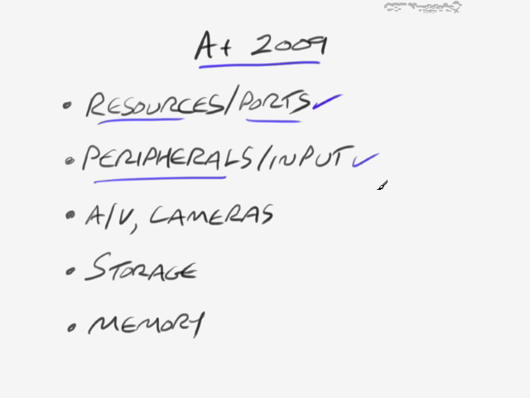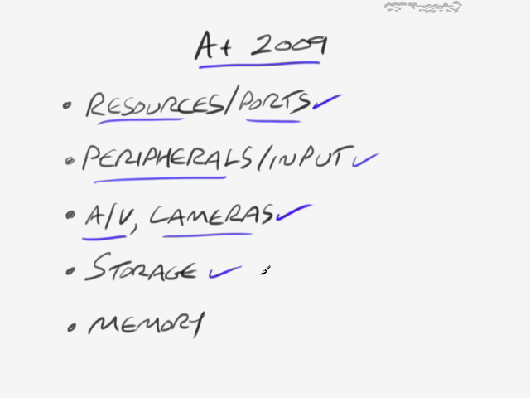A topic that becomes increasingly important for A+ technicians is the proliferation of audio-visual equipment. So we'll take a look at basic AV equipment, such as video cameras, as well as still cameras, and we'll take a look at how to work with those devices within your operating system and attach them to the computer. We'll look at storage.